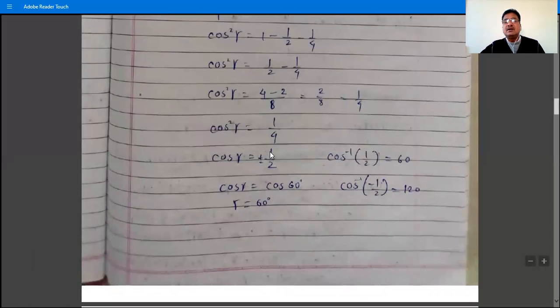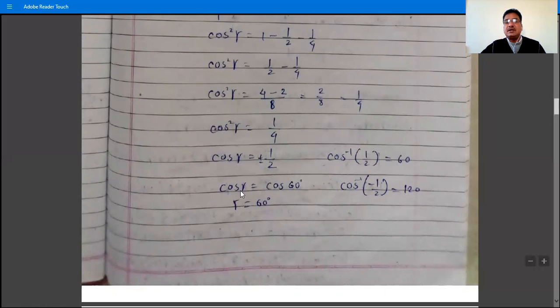And so cos gamma is plus or minus half. And so gamma is what? Cos gamma is plus 1 half or minus 1 half. So if cos gamma is plus 1 half, then gamma is cos inverse 1 half. And cos inverse 1 half is 60, because cos 60 is 1 half. And cos inverse minus 1 half is 120, because cos 120 is minus half.